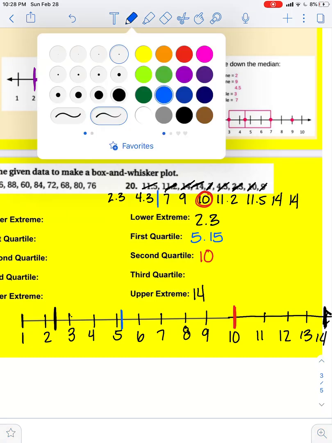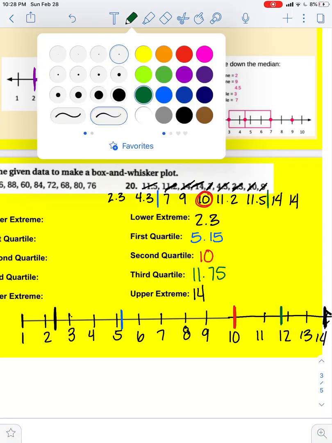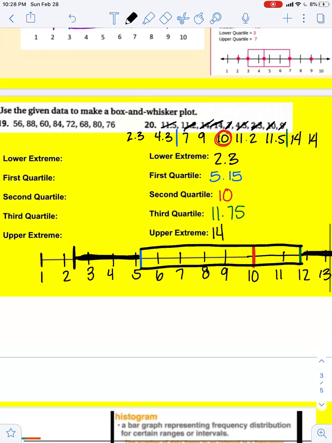My third quartile is going to be whatever is right in between 11.5 and 14. So that is going to be, let's see, 11.75. So we'll mark that right here. And now we're just going to draw the box we need. And now we have our box and whisker plot using all of that information from the top.